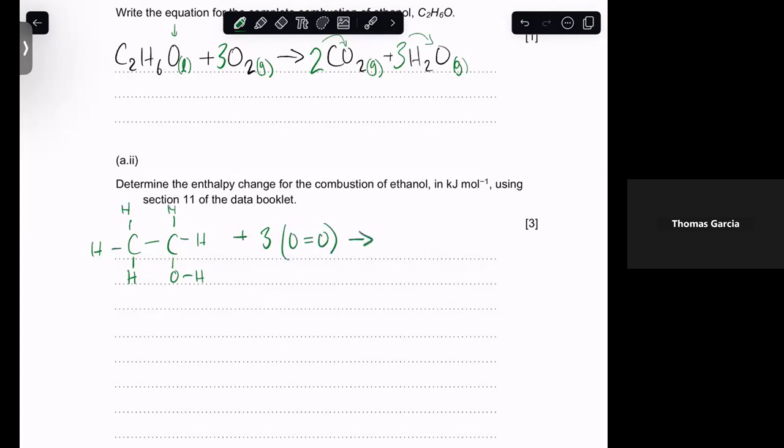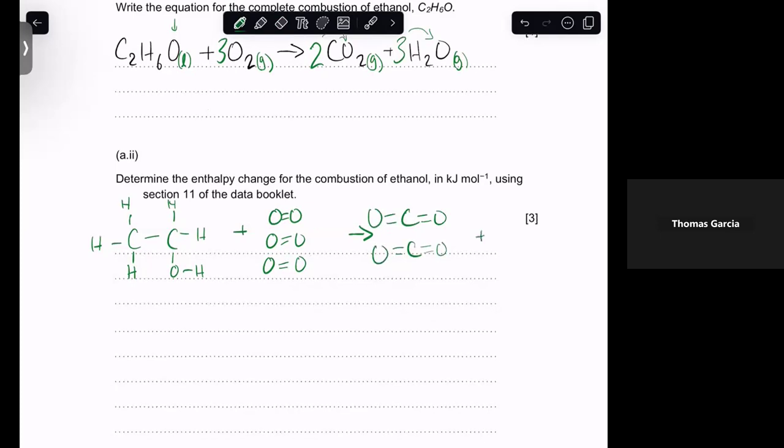When we react that, we get 2, and you know what? Actually, this time I'm going to make it a little easier. We have 3 oxygen, O double bond O. Just going to draw them out. We have 2 carbon dioxides, O double bond C double bond O, O double bond C double bond O, plus 3 water, H O H, H O H, H O H.